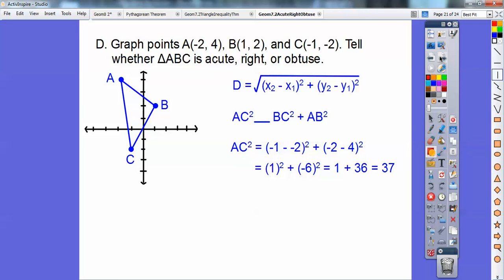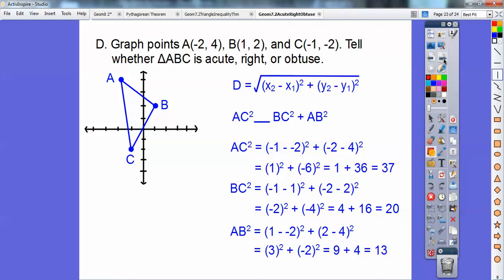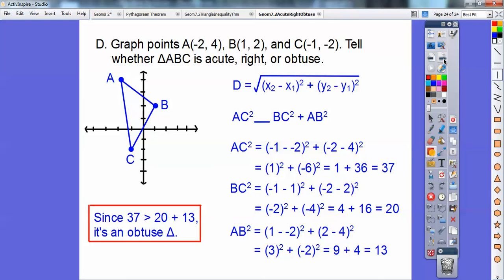So here's AC squared. I do x sub 2 minus x sub 1 squared, and then y sub 2 minus y sub 1 squared with my A and C. And I end up getting 1 squared plus negative 6 squared, which ends up being 37. I want to see the relationship between BC, which is 20, and then finally AB, which is 13. And since 37 is greater than 20 plus 13, it's an obtuse triangle.